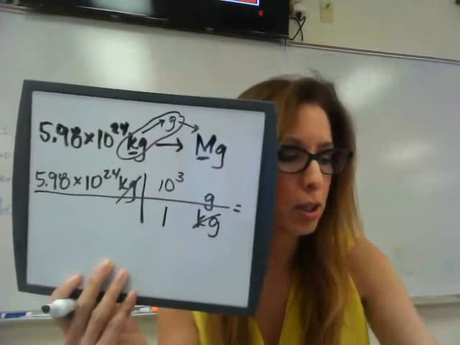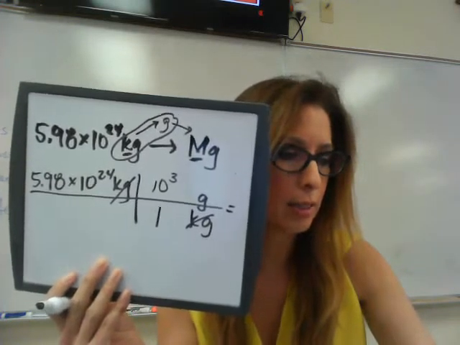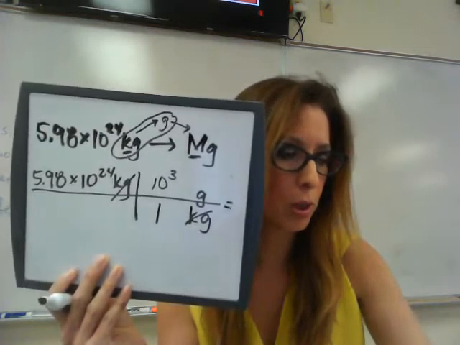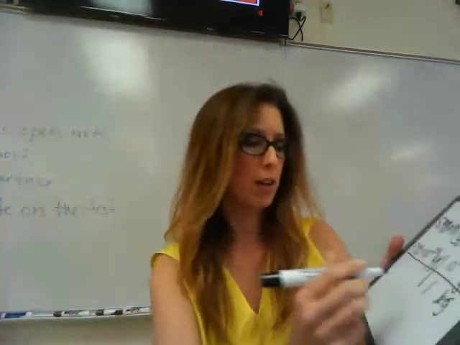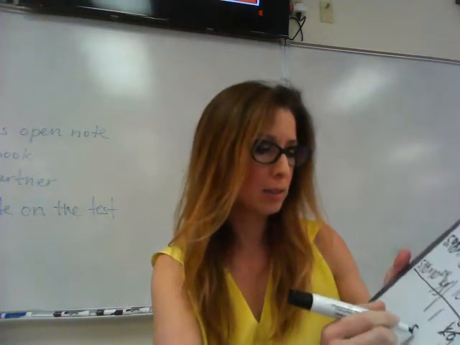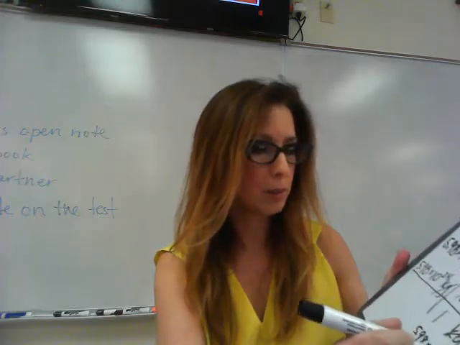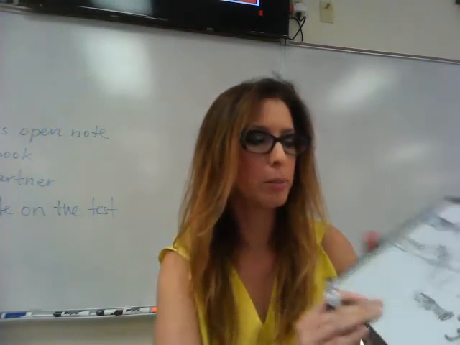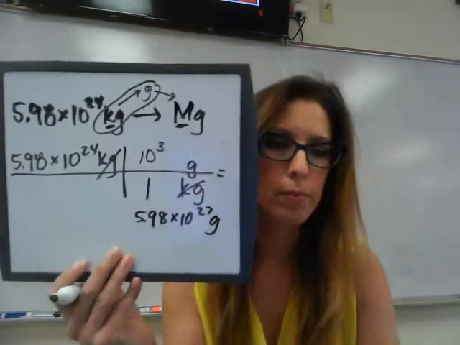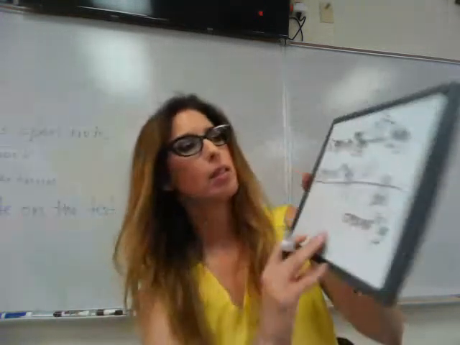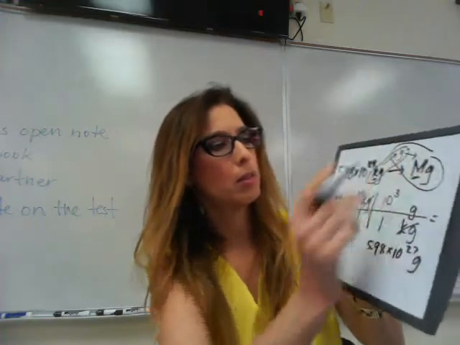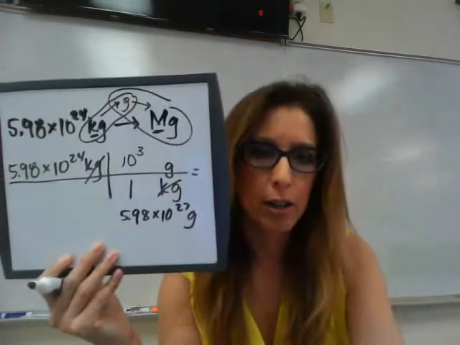It's 5.98 second E 24 times second E 3. Okay? So 5.98 second E 24 times second E 3 is 5.98 times 10 to the 27th grams. Okay? Now, we get to do the second step, which is converting grams to megagrams.